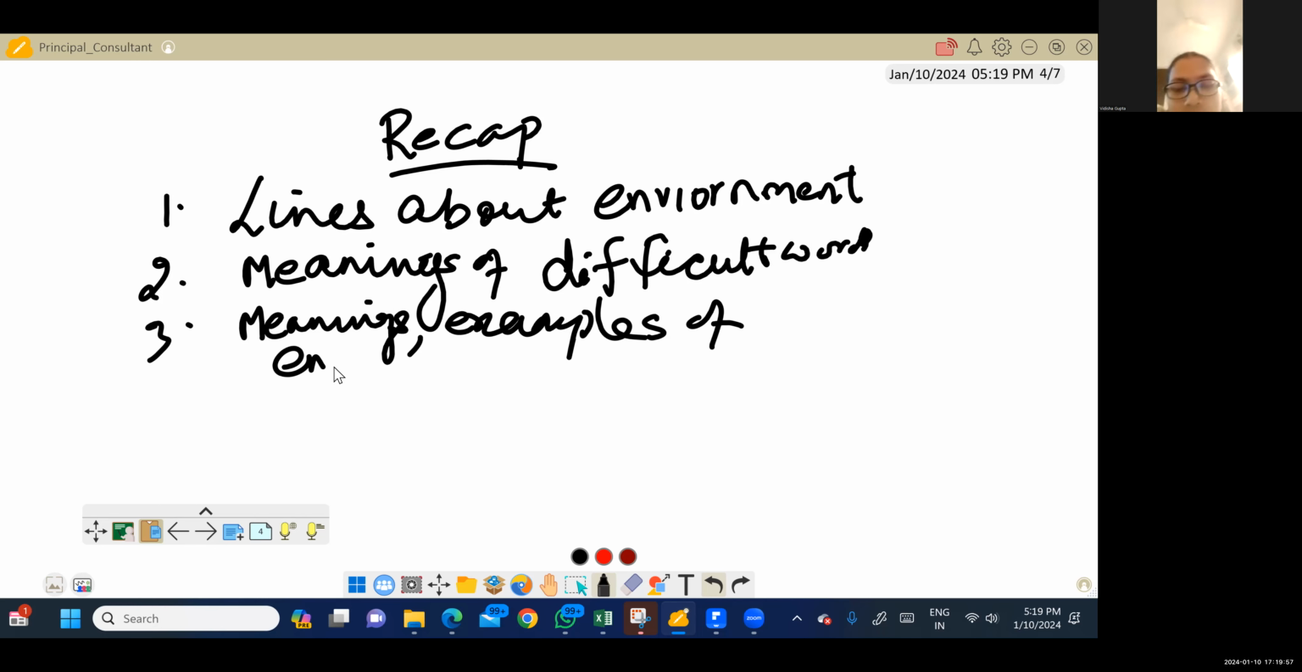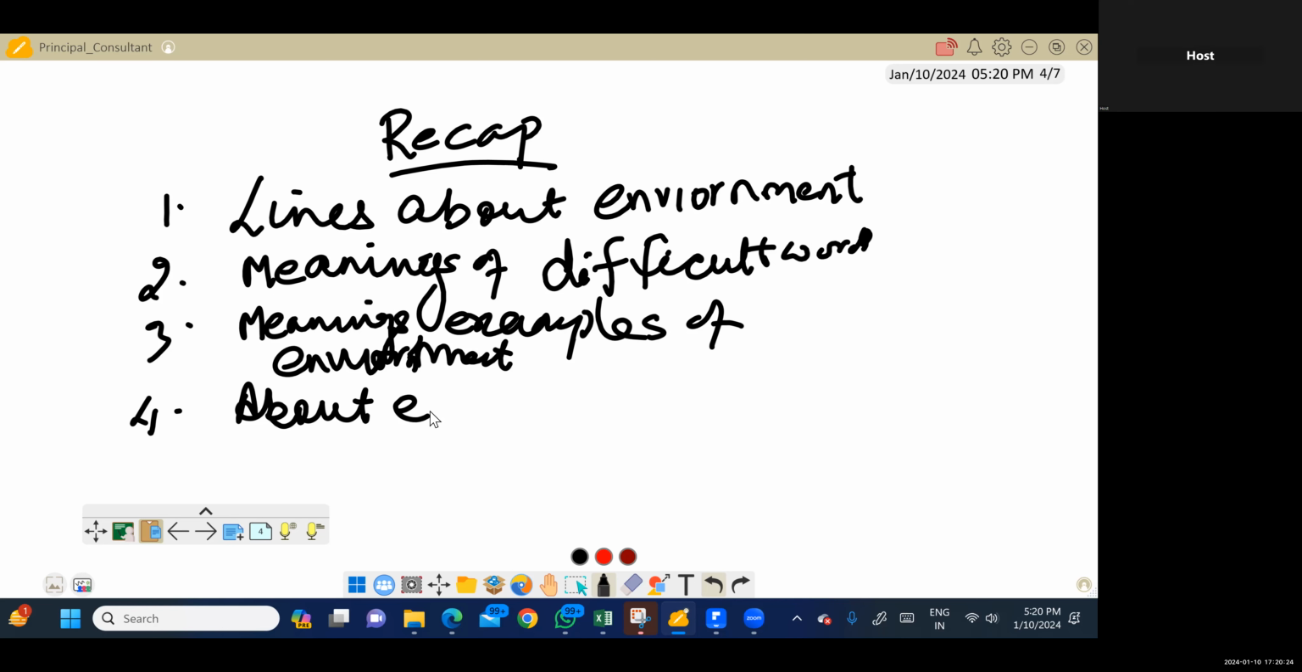Hold on, coming. I will ask everyone. Main kisi ko nahi chhodta hun, don't worry. Everyone has to answer. Everyone has to participate. Sanjay, yes, sir. What did we learn today? Anything you remember? Sir, we learned about environment, meaning of difficult words. Nobody's telling me which I want to hear.